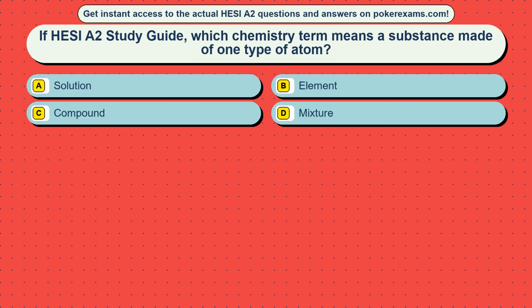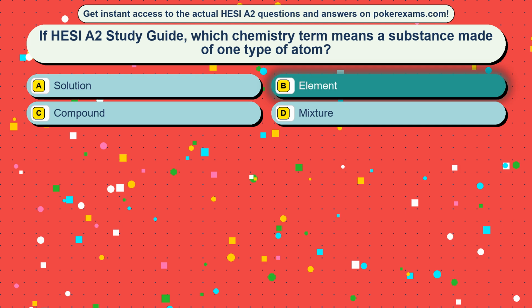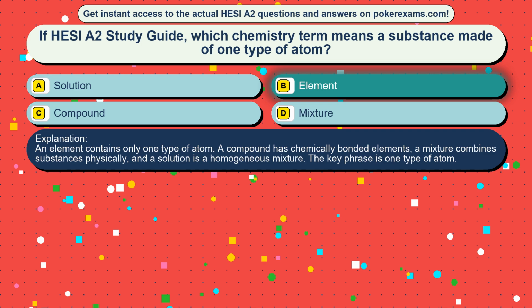Question 20. If HESI A2 Study Guide, which chemistry term means a substance made of one type of atom? Option A, solution. Option B, element. Option C, compound. Option D, mixture. The correct answer is option B, element. An element contains only one type of atom. A compound has chemically bonded elements, a mixture combines substances physically, and a solution is a homogeneous mixture. The key phrase is one type of atom.